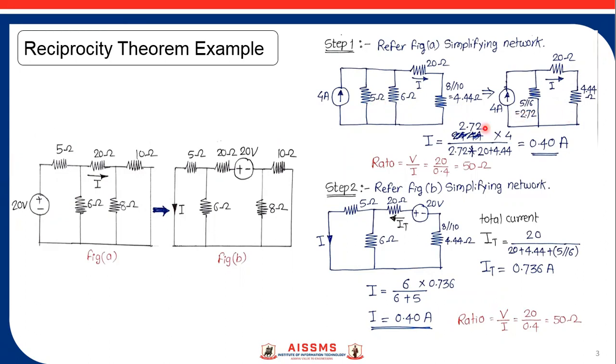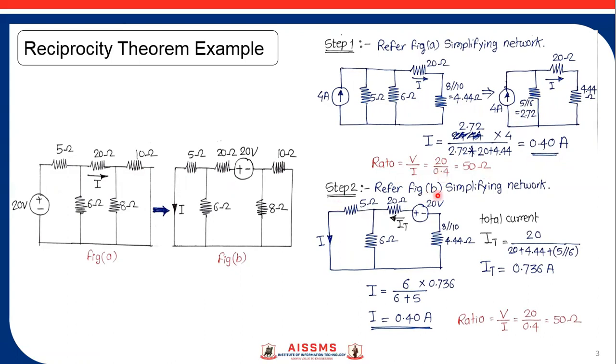Now, by the current division rule, I is equal to 2.77, the 5 parallel 6, into the main current, that is 4 ampere, divided by the addition of all these resistances, 2.77 plus 20 plus 4.44. So the final value of the current is 0.40 ampere. The ratio is V upon I, that is 20 divided by 0.4, that is 50 ohm.